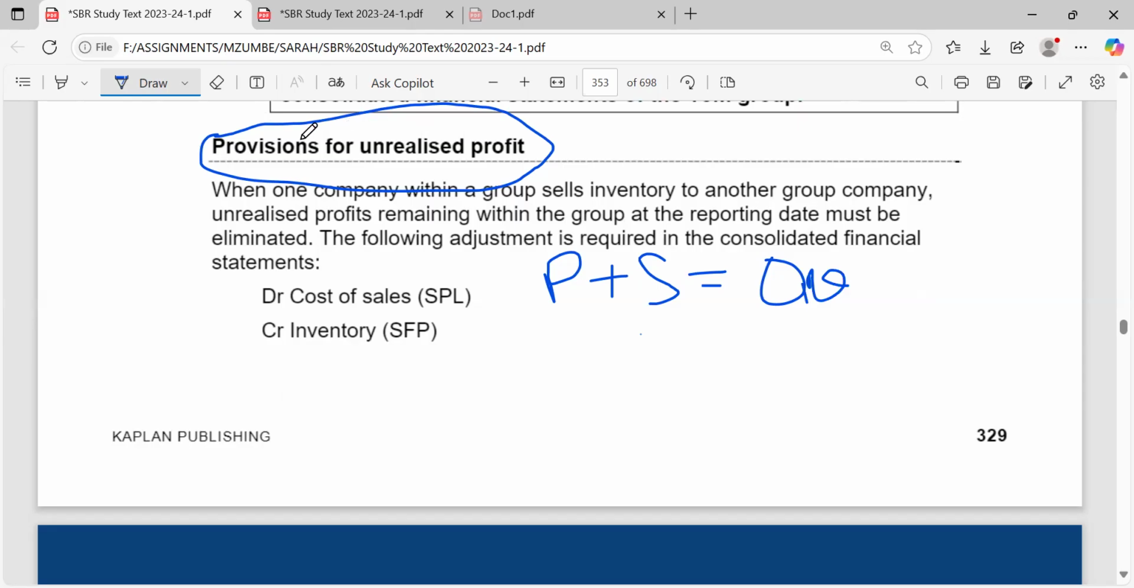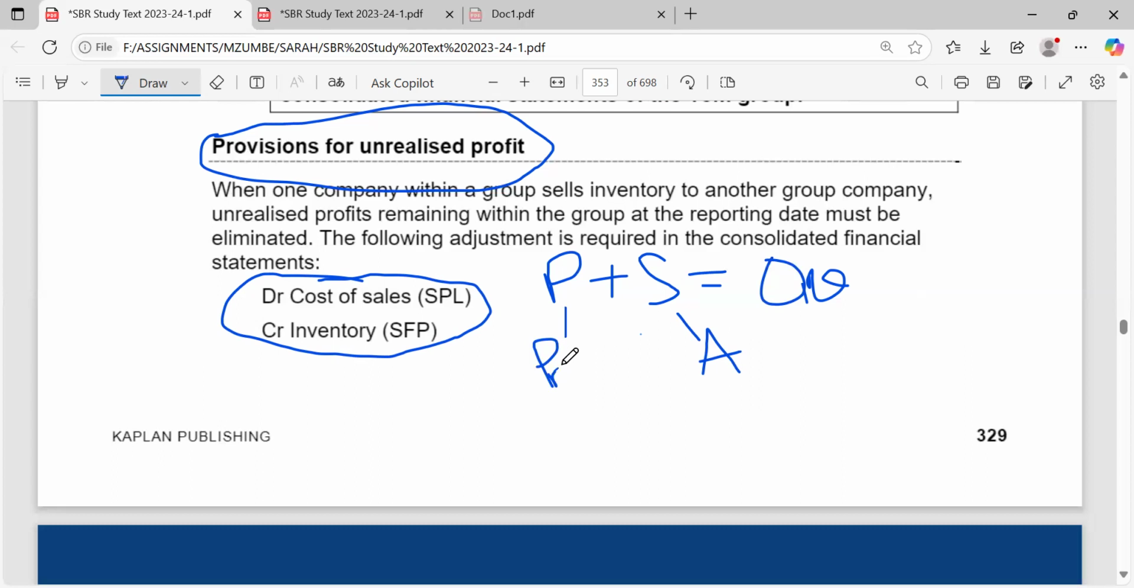So for example, provision for unrealized profit could be on inventory, or even on non-current assets, maybe a vehicle that has been sold by a parent to the subsidiary. So it really depends, right? Now see here, when one company within a group sells inventory to another, that's what we're speaking about. What we look at here to get the double entry, if you're not doing consolidation, is just the little concept, right? We look at who will have an asset. If the parent sells to the subsidiary, it means that the subsidiary will have an asset, and the parent will have the profit. This is what matters.